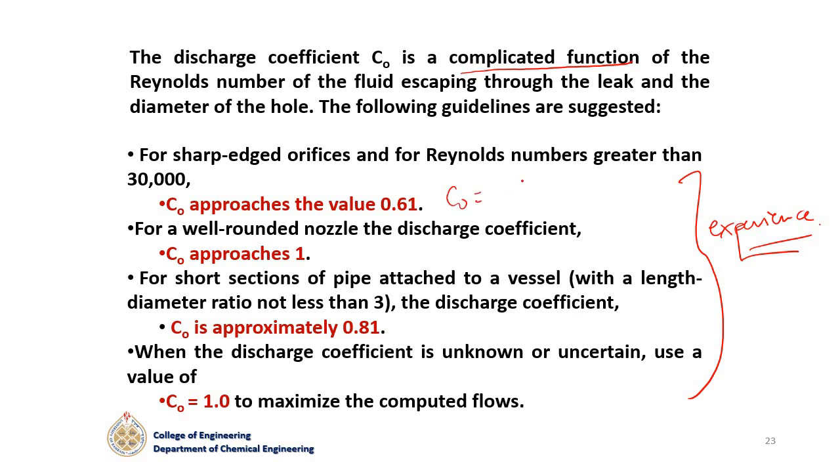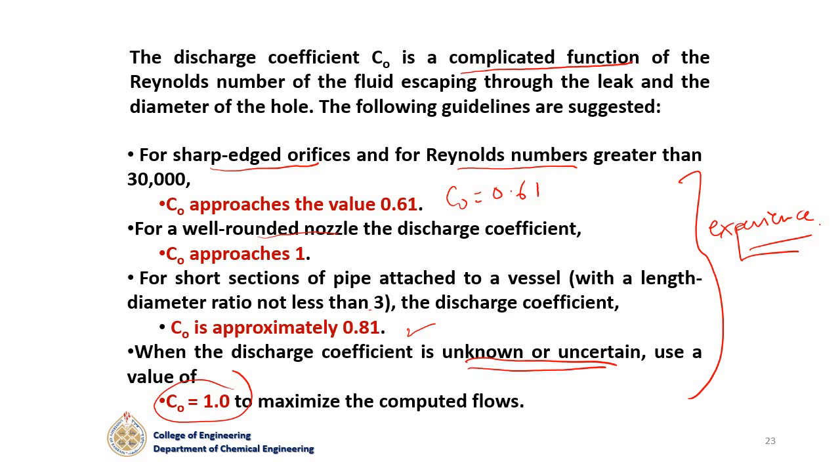C naught is equal to 0.61 if it is a sharp edge orifice and Reynolds number is greater than 30,000. C naught is equal to 1 if I have a well-rounded nozzle. C naught is equal to 0.81 if my length to diameter ratio is less than 3. And if I'm not certain about what I'm dealing with, just take the maximum C naught. C naught is equal to 1.